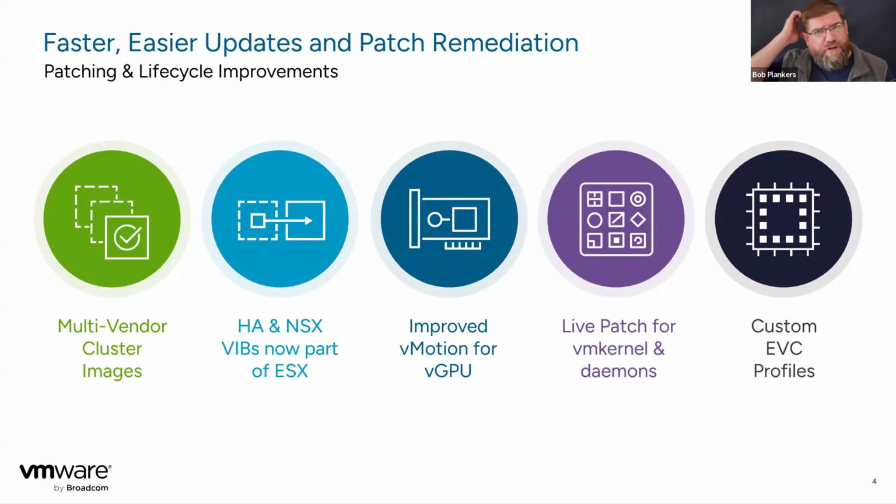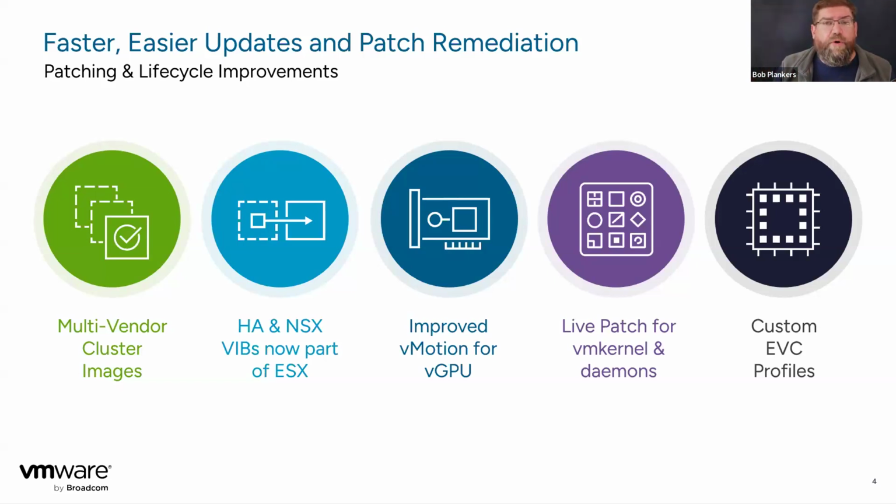HA and NSX VIBs are just part of ESX now. NSX is really becoming part of ESX, and that's good too. HA, pardon me just a second. There was sometimes a dependency loop with HA elections during a patch because of new VIBs, all that stuff. It's solved.